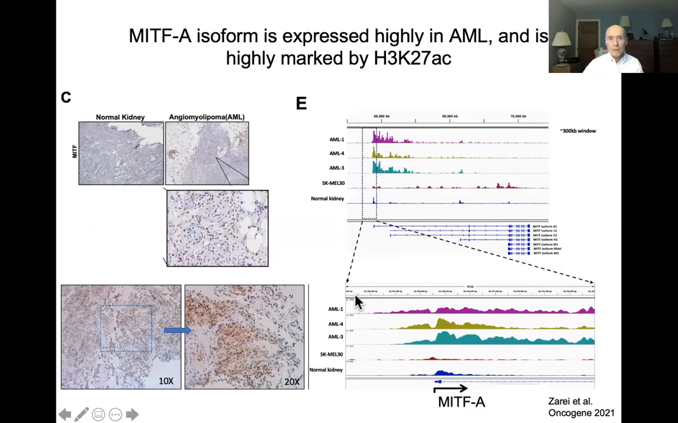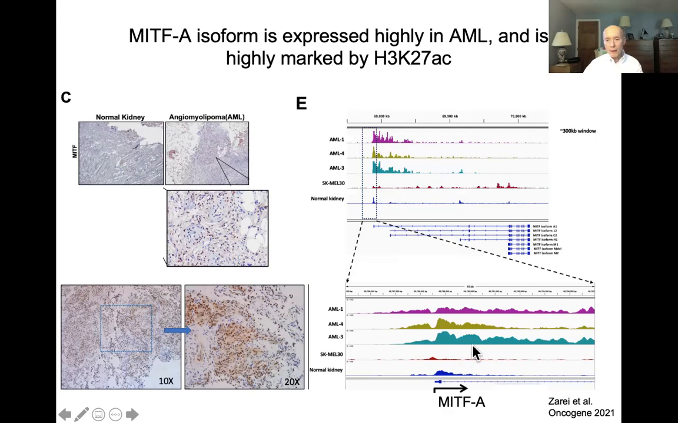We then went on to examine this in greater detail and saw that indeed MITF was expressed in angiomyolipoma and had a nuclear localization in the majority, and that by this same H3K27 acetyl ChIP-seq, there were very high markings in the region of MITF-A, consistent with the regulatory potential data I just showed you. Importantly, this region of marking corresponded to the MITF-A1 isoform and not the MITF-M isoform, which is shown here, and which was marked in this melanoma cell line, SKMEL30.